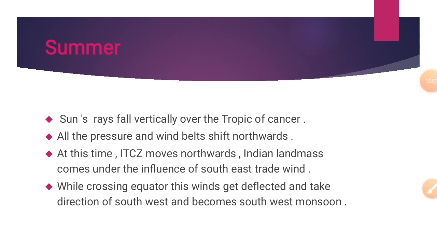Next, the important factor is ITCZ. ITCZ means Intertropical Convergence Zone. What does ITCZ mean? The Sun moves from the Tropic of Cancer to the Tropic of Capricorn. When it reaches the equator, the southwest flowing wind and the northeast flowing wind will converge in the equator zone. That zone is called the Intertropical Convergence Zone.